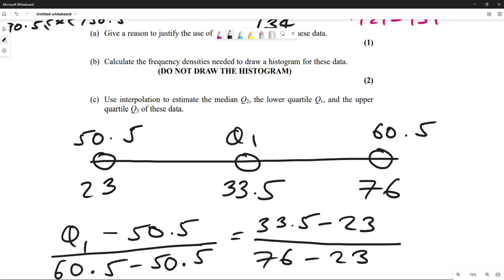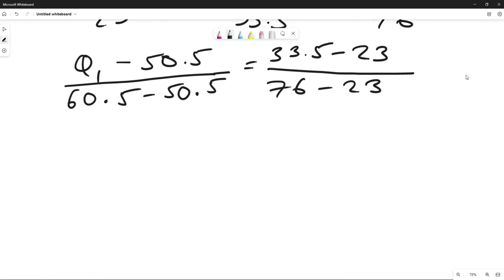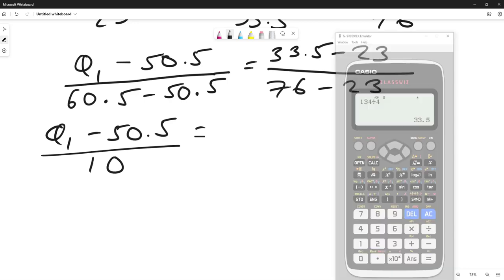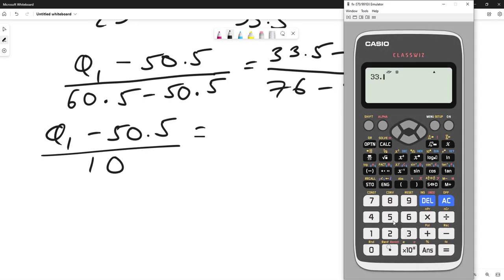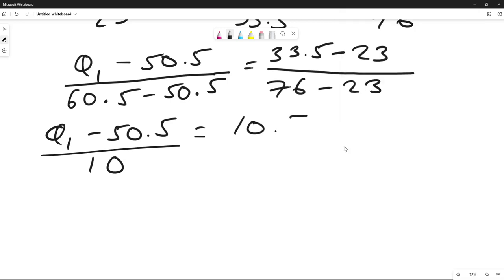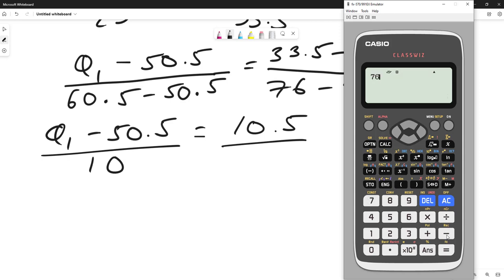And now we can use our calculator to work that out. So we get Q1 minus 50.5 over 10. Now we're going to do 33.5 minus 23. So that will give me 10.5 over 76 minus 23, which is 53.